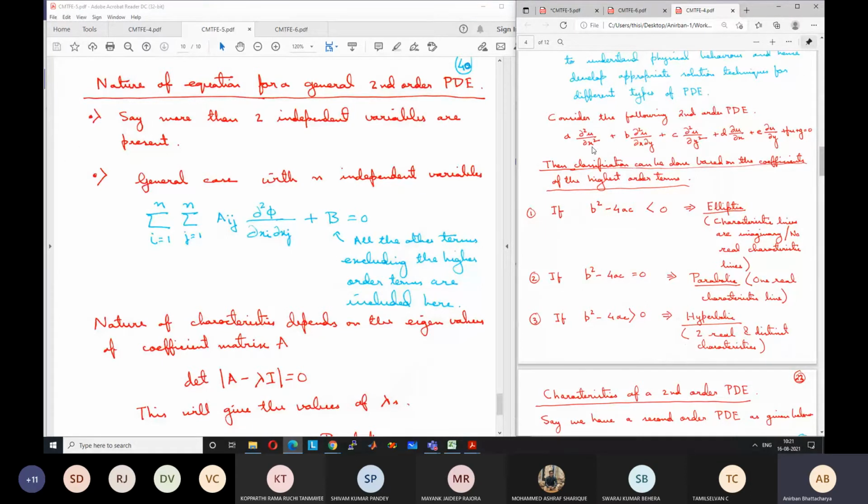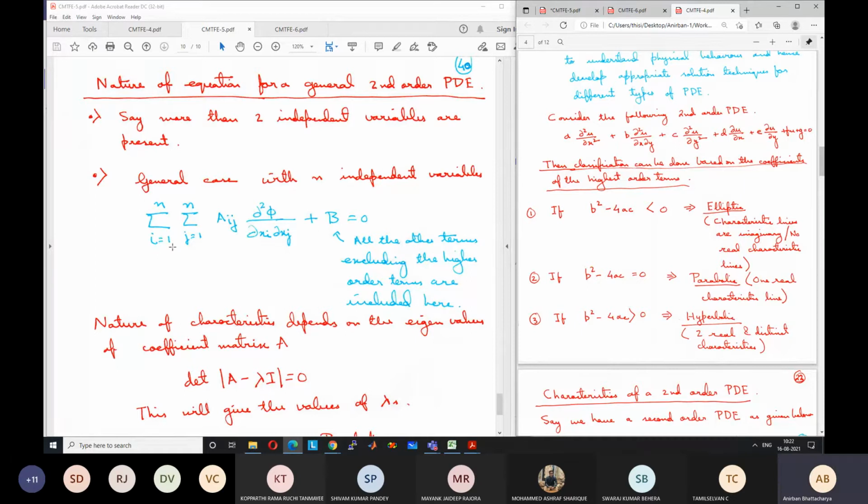But what if the number of independent variables is greater than 2? It's a second order equation, meaning the highest order derivative is still second order, but we have more variables, say x, y, z, like a 3D problem, right? Or x, y, z and t, or x1, x2, x3, x4. It can be n number of variables. Need not be limited to only 3 or 4 variables. So if I have n independent variables, the general case with n independent variables, the equation is of this form.